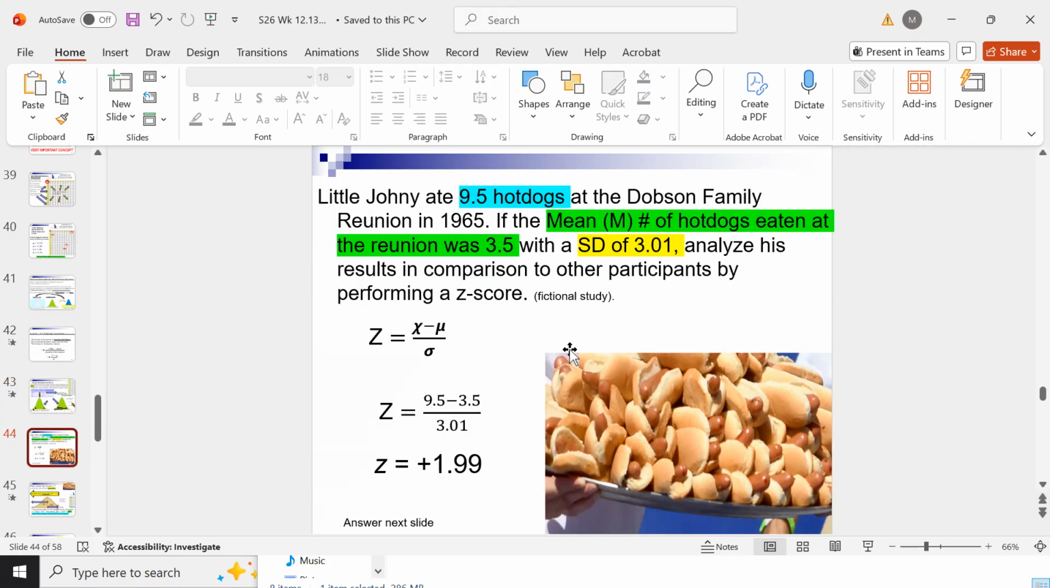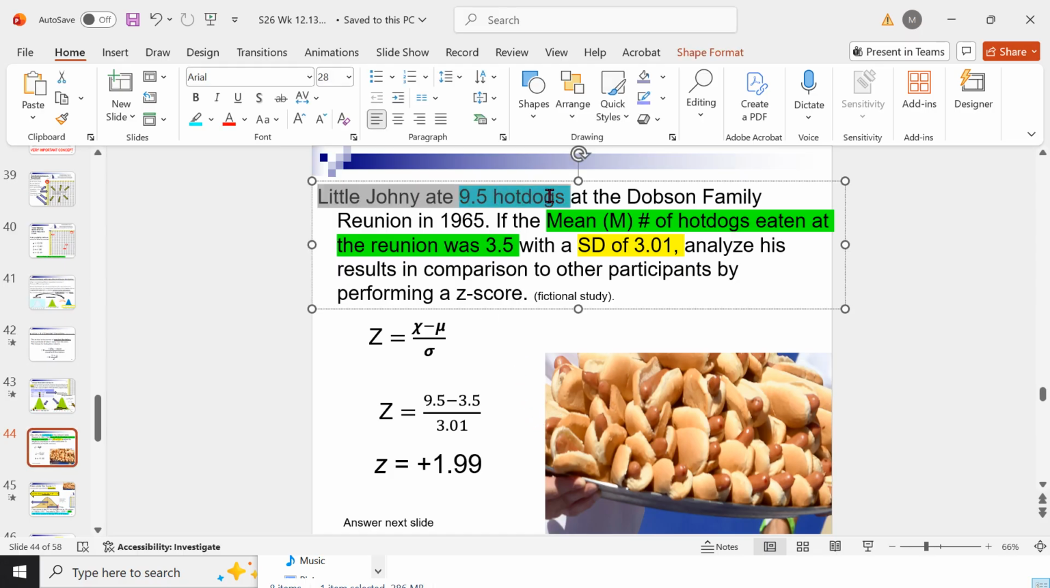Here's an example. Little Johnny ate 9.5 hot dogs at the Dobson family reunion in 1965. If the mean number of hot dogs eaten at the reunion was 3.5 with a standard deviation of 3.01, analyze his results in comparison to other participants by performing a Z-score. All right, pretty silly question, but you can see the relevance here.